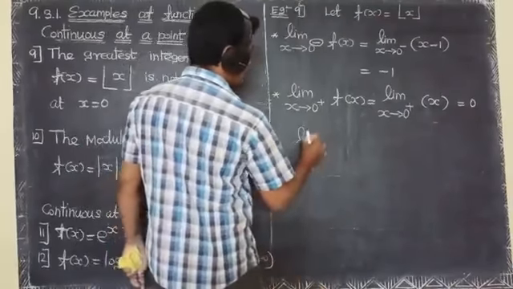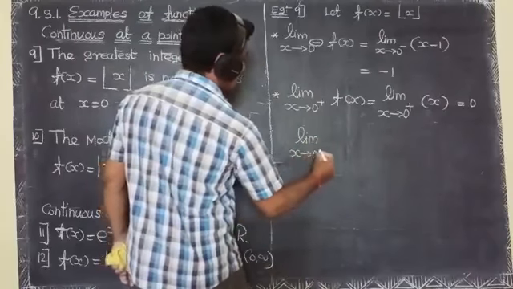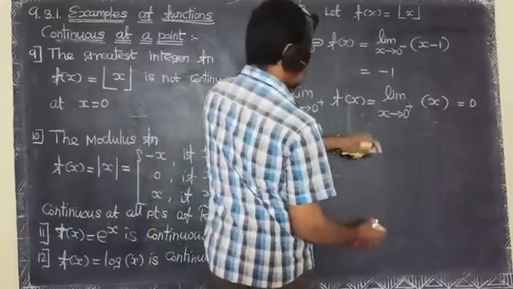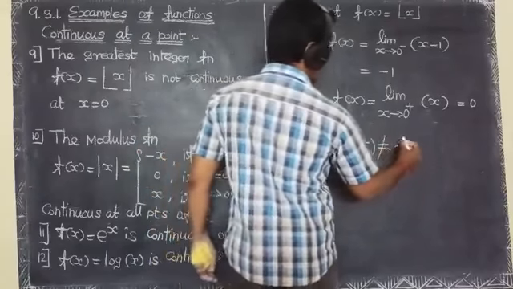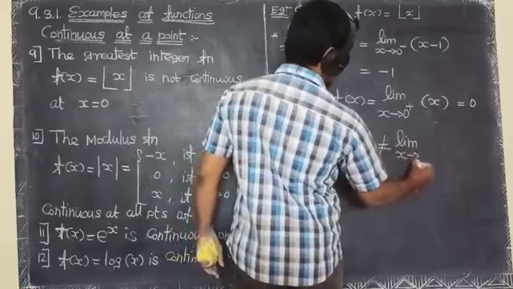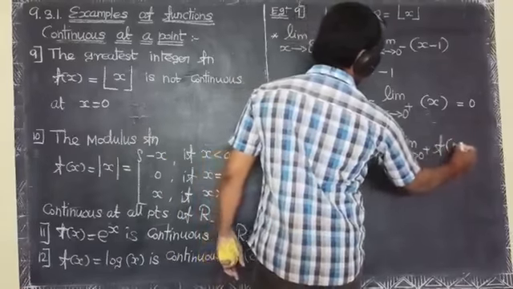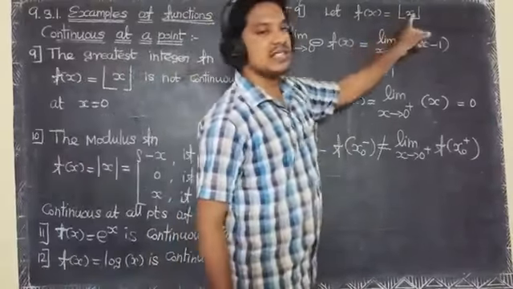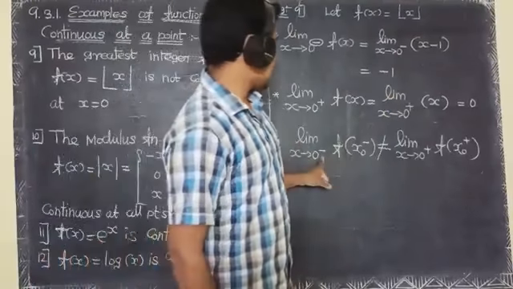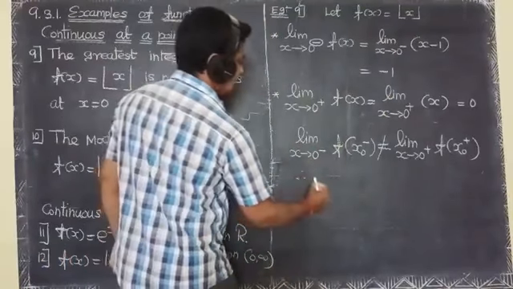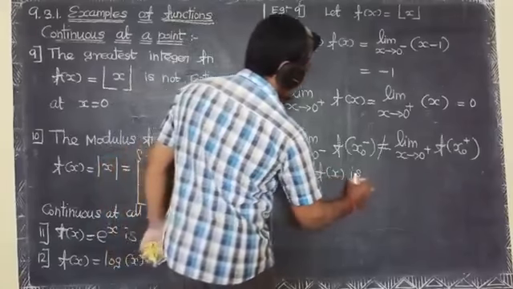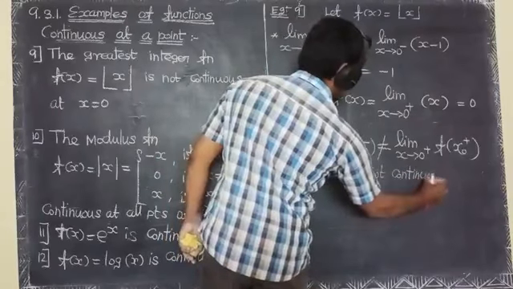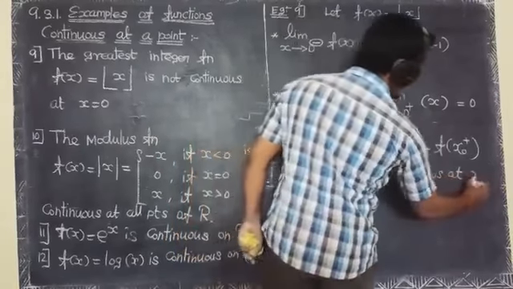The limit x approaches 0 minus f of x, which is minus 1, is not equal to the limit x approaches 0 plus f of x, which is 0. Therefore the given function, that is the greatest integer function, is not continuous at x equal to 0. Therefore f of x is not continuous at x equal to 0.